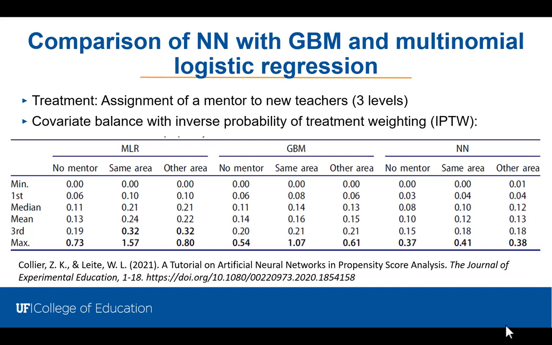And you can see from the last row of the table, which is the maximum value of the standardized mean difference for each of these groups, they found that the lowest value was for neural networks.